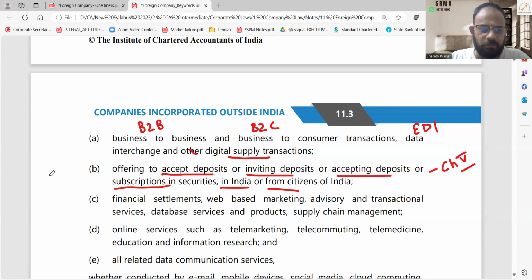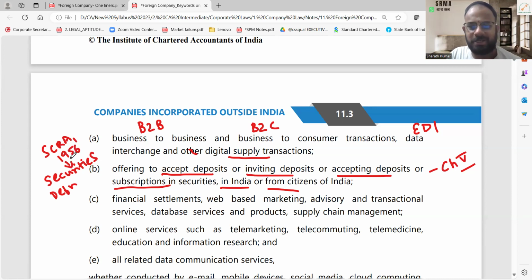Here, when we are talking about the word securities, you will go to chapter number 3, the definition of securities as per SCRA, the Securities Contract Regulation Act. Do you remember? Go and study that. Now I told you how important this connection is. So securities also you can subscribe in India or from the citizens of India. You can do that also in electronic mode. Are we clear? Each and every point I wanted you to study because I told you it's important.